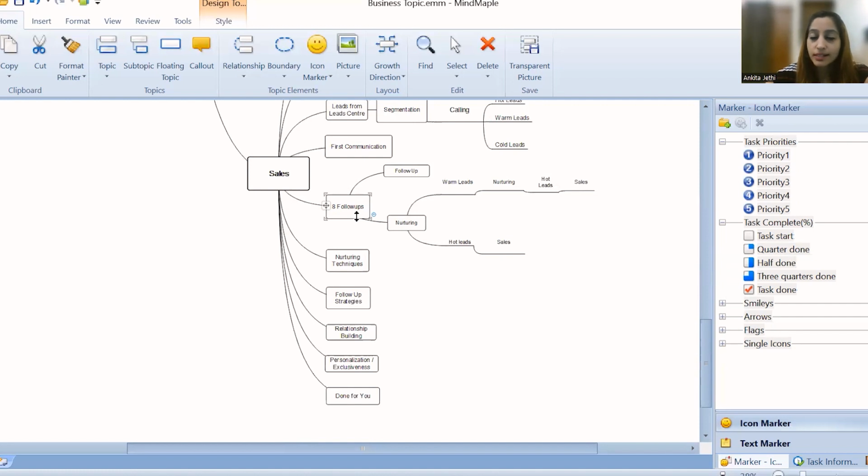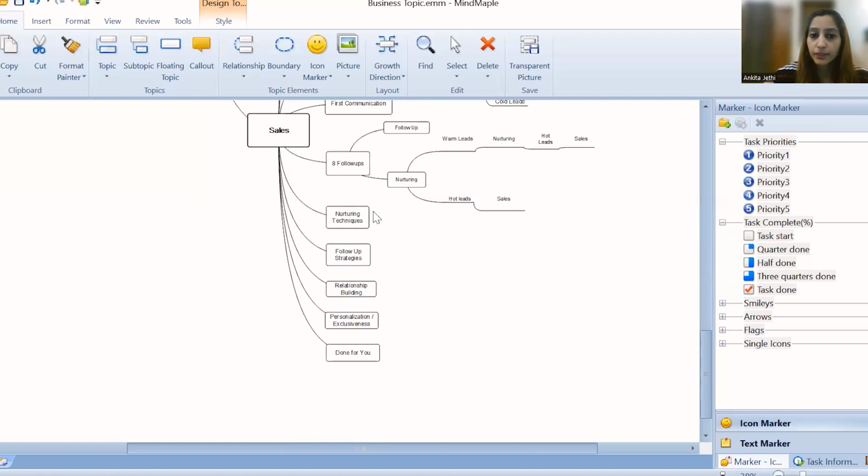But these are actually the statistical results, the study which we get into and get the data out of, that it takes on an average of 8 follow-ups to get a cold lead or a warm lead converted to a sale. Right? Then we have to keep nurturing the leads through various techniques. A few of them I've shared in an overview format. Then we have to follow them up.